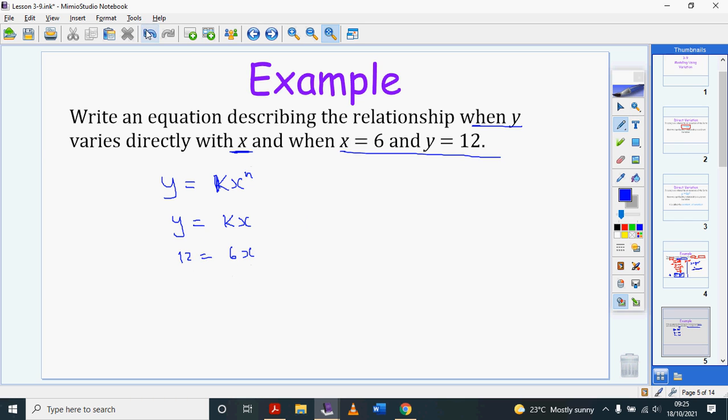So, when y is 12, x is 6. So that is 12 is equal to 6k, so that means my k is equal to 2. So that means that my variation equation is y is equal to 2x, right?